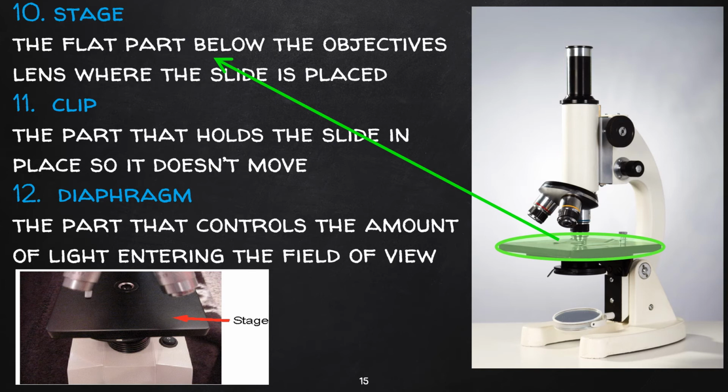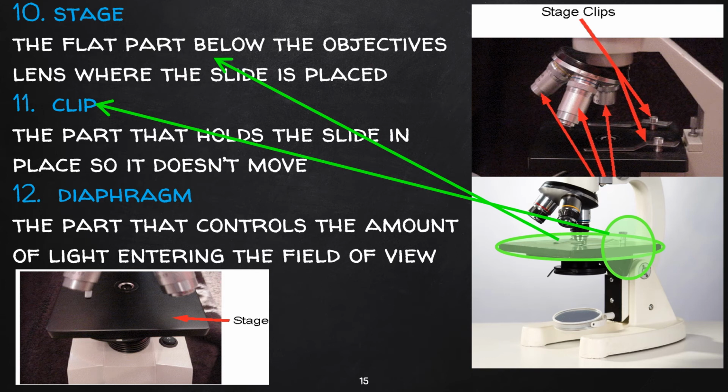On the stage is another part of a microscope known as a clip, or specifically a stage clip. Yung stage clip, this is the part that holds the slide in place so it doesn't move. So yung stage clip, ito yung ginagamit para hindi gumalaw or para hindi mahulog yung specimen that is being studied.